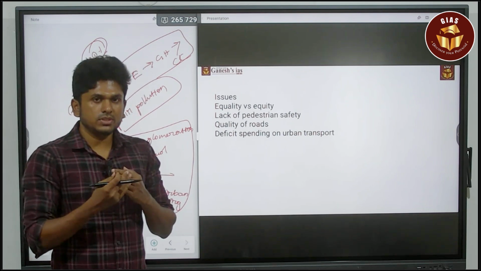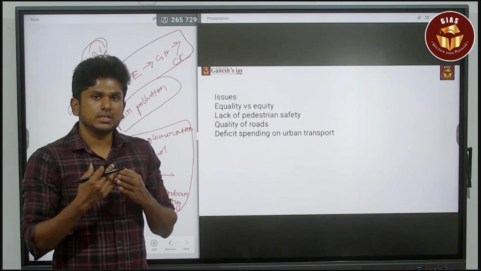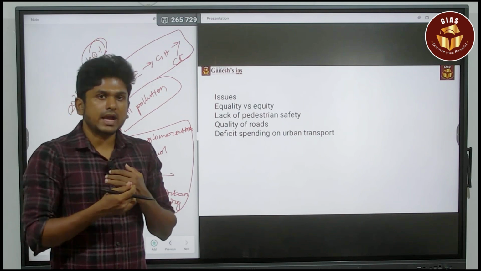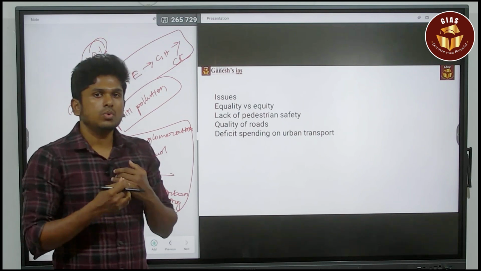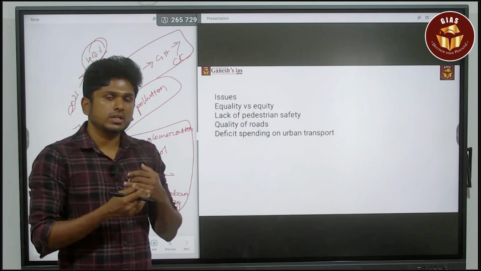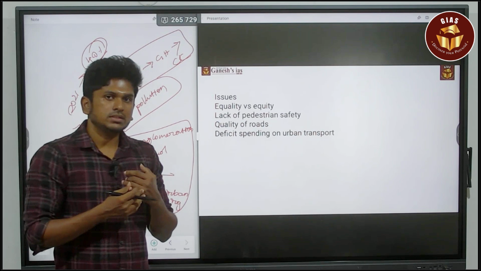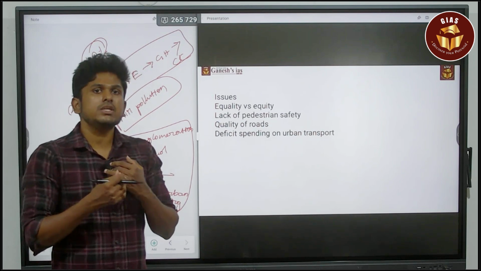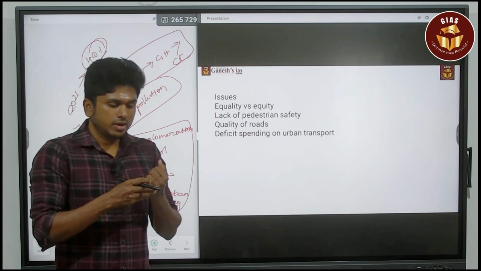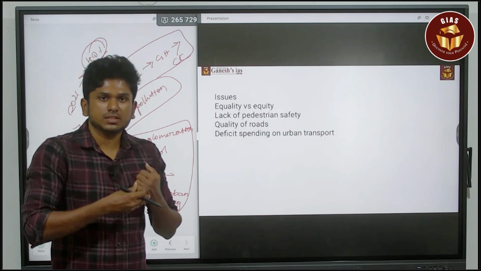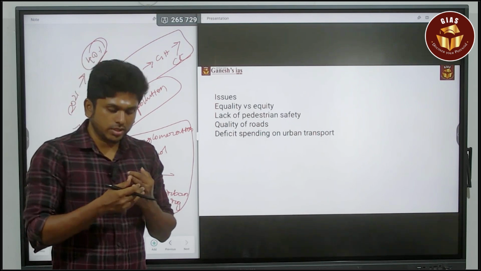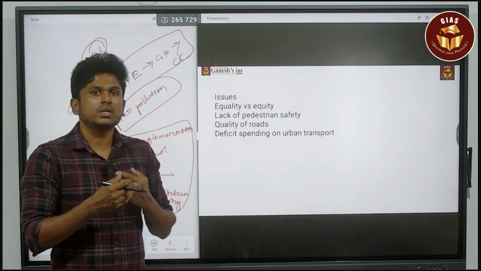For example, if a person is handicapped, whether that person is able to access that facility, that is the major issue. If there are accessibility issues, how will it be useful for the people? They will definitely go for their personal vehicle. So the first thing is you have to focus more on equity. Equity means it should be friendly to every section of the people. It will be friendly to the old age people, to the disabled people, and to the children.